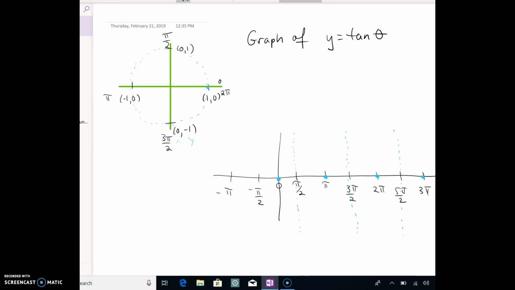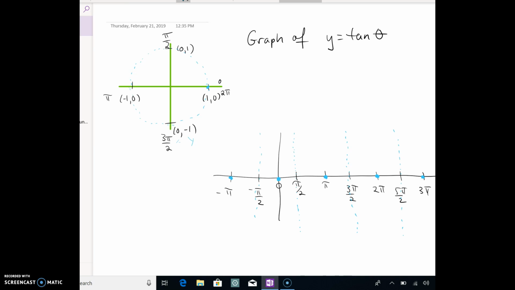Let's go backwards now and see what happens if we go to negative pi over 2. Negative pi over 2 means we're going to go down over here. It means that we have an ordered pair of 0 and negative 1. Negative 1 divided by 0 is also undefined. And if we go all the way over here to pi, we'll see that we end up with 0 again. So what's happening here?